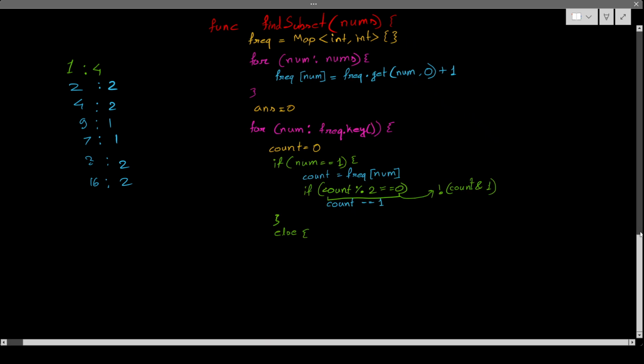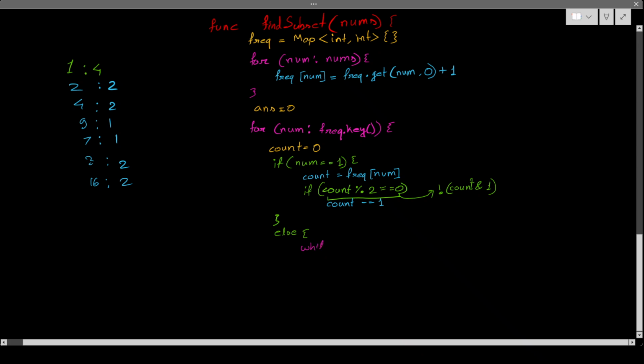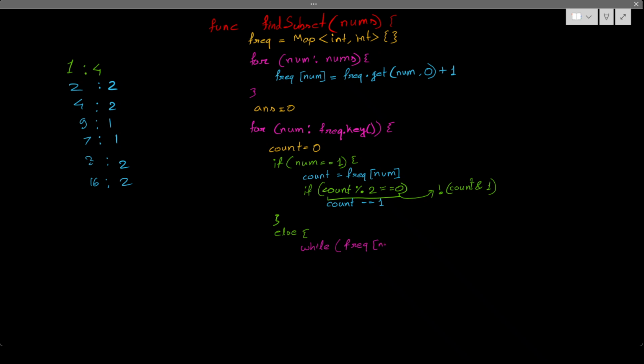So else means if it is not a 1, then what are the cases? Then, as I told you, I need to iterate, so I need another iteration. I will do a while loop. While my frequency of this num is greater than 1. You can say greater than or equal to 2, or I can write greater than 1; both are the same. So while the frequency is greater than 1.